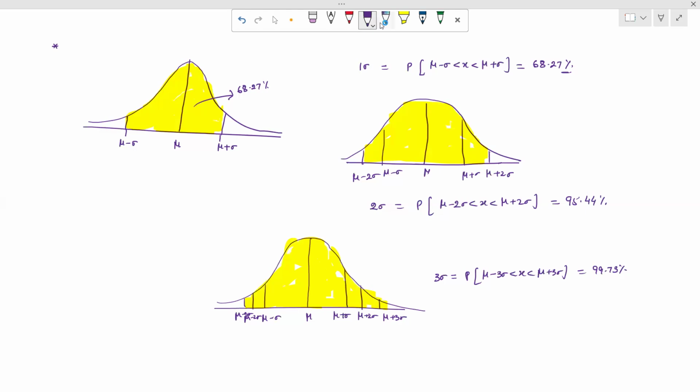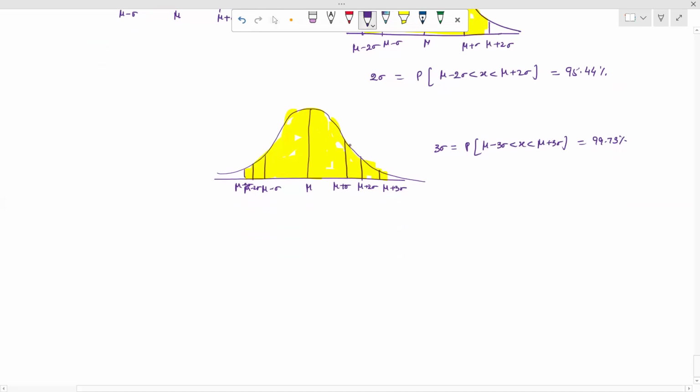Now we talk about the limiting case. So here we discuss the limiting case: the normal distribution is the limiting case of the binomial distribution. We know that there are two parameters of the binomial distribution. One parameter is n, another parameter is p. So here n is very large.